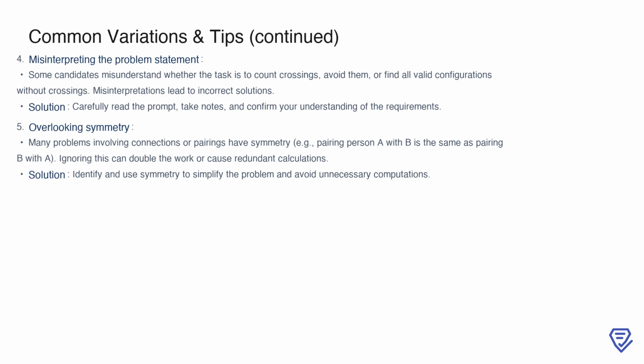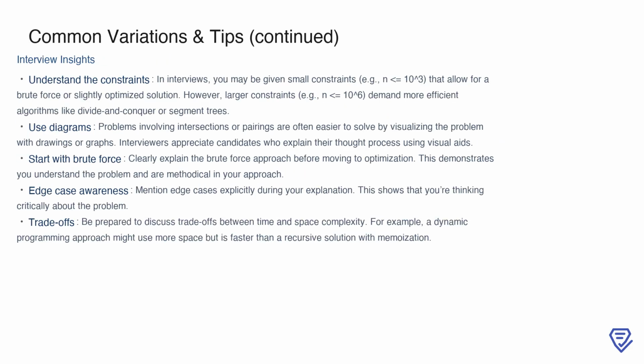into the implementation. Additionally, overlooking symmetry can complicate the problem unnecessarily. For example, pairing person A with person B is the same as pairing person B with person A. Ignoring this can double the work or create redundant calculations. Recognizing symmetry allows you to simplify the problem, reduce computational overhead, and streamline your solution. In interviews, there are a few key strategies that can help you stand out when tackling this type of problem.